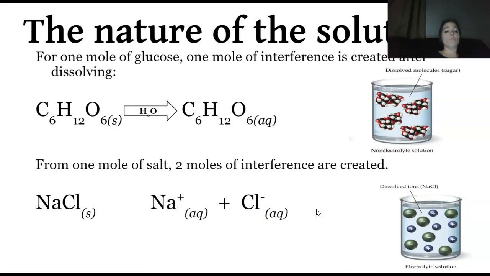So for 1 mole of glucose, 1 mole of particles is created. When I drop this in, it's not going to break apart into different ions because it's covalent. They're sharing, they're not taking. So you literally have all these molecules in there. Whereas when I throw sodium chloride into water, it breaks up into a sodium ion and a chloride ion, which means I have 2 moles in this as opposed to 1.